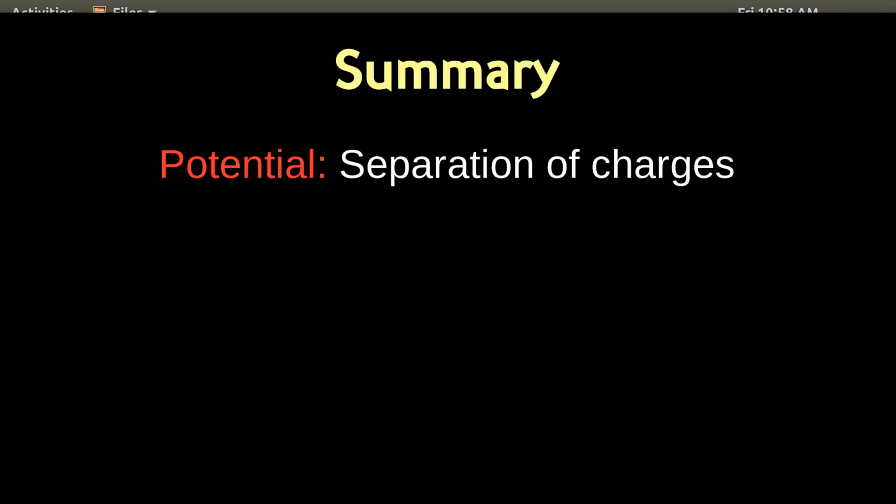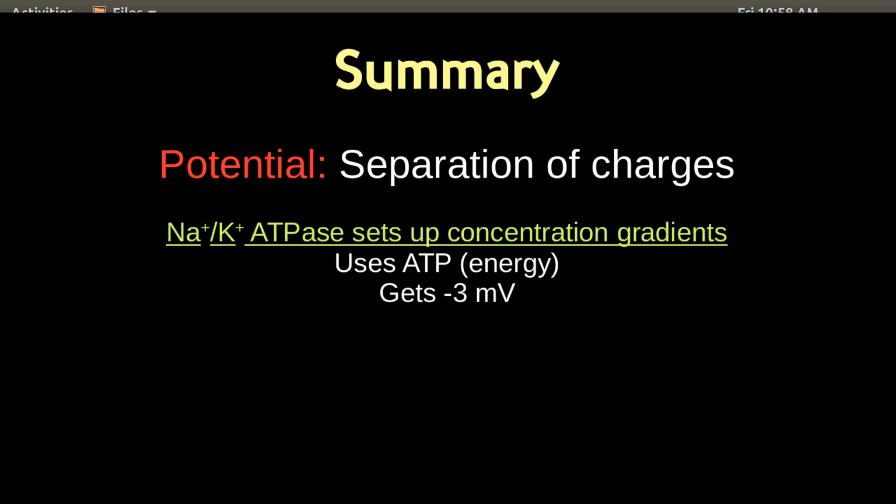Okay, just summarizing that. A membrane potential is a separation of charges. Any potential is a separation of charges. A membrane potential is a separation of charges across a membrane. And that we have a sodium-potassium ATPase that's going to set up these concentration gradients. It's doing that using energy. We're using ATP to actually drive that concentration gradient. And we also get about -3 millivolts of membrane potential from that. So we get a little kick in on that.